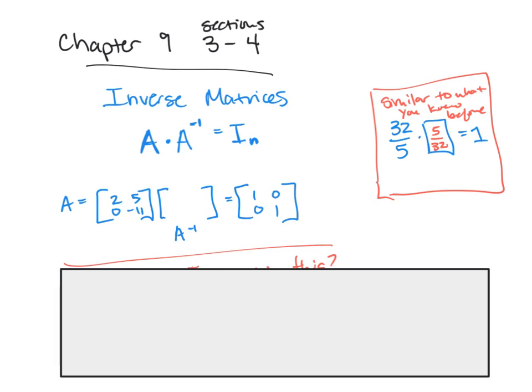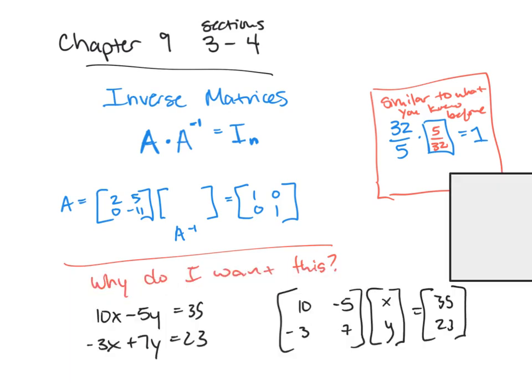So on Friday, what we talked about was chapter 9, sections 3 and 4, and it was really about inverse matrices. So when you have a matrix, if you can multiply that matrix by something, and you could end up with the identity matrix. This idea is really similar to when you have a fraction and you multiply it by the reciprocal and you get 1. So like the 32s would simplify, the 5s would simplify, you just get 1. It's a very similar idea.